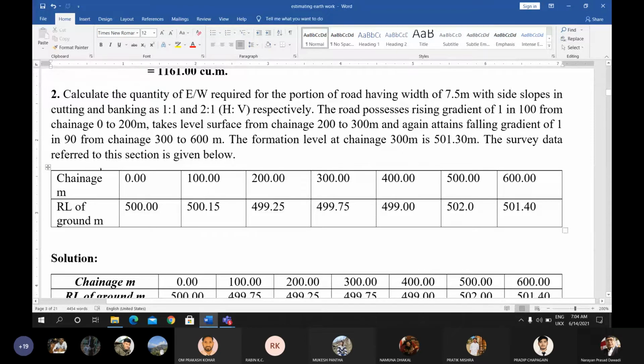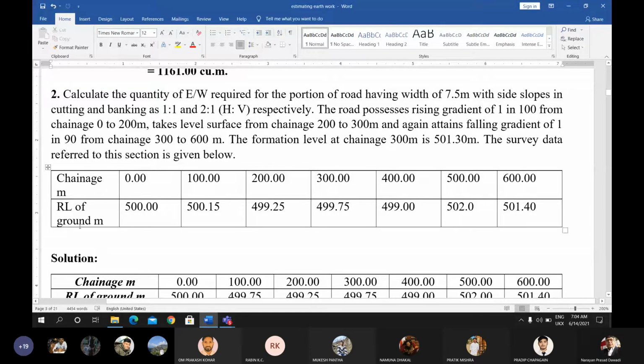The survey data referred to this section is given below. There are chainages provided at an interval of 100 meter: 0 meter, 100 meter, 200 meter, 300, 400, 500, 600. The length between these sections is 100 meter. You may be provided with different chainage intervals also, so look at the question properly, but at this time the chainage is at a constant interval of 100 meter.